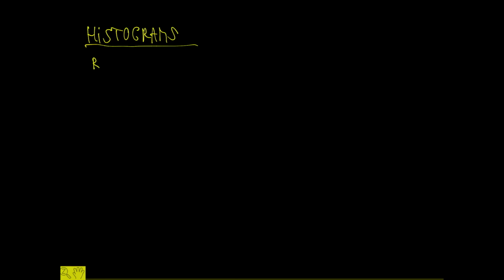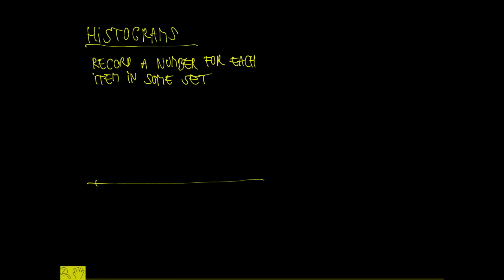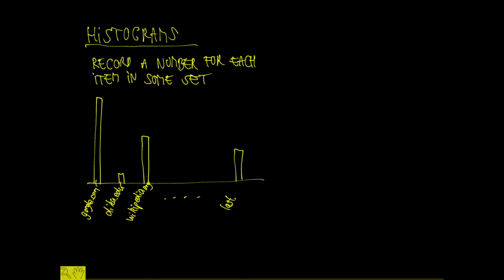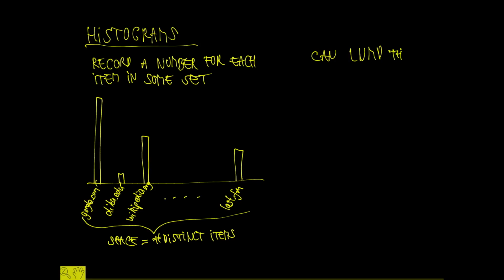Now let's go to something related, but using very different techniques. So in school, you probably learned about histograms. Histograms record a number for each item in some set, so it's closely related to what we're looking at here. A histogram could look something like this for website visits. You have a column for each number that you care about, and you put them next to each other. So clearly the space for storing such a histogram depends on the number of distinct items you want to count. And obviously this can be pretty large in the case of websites and so on.